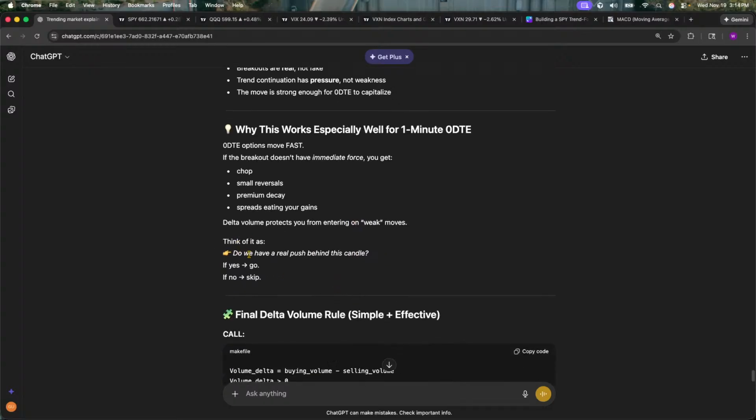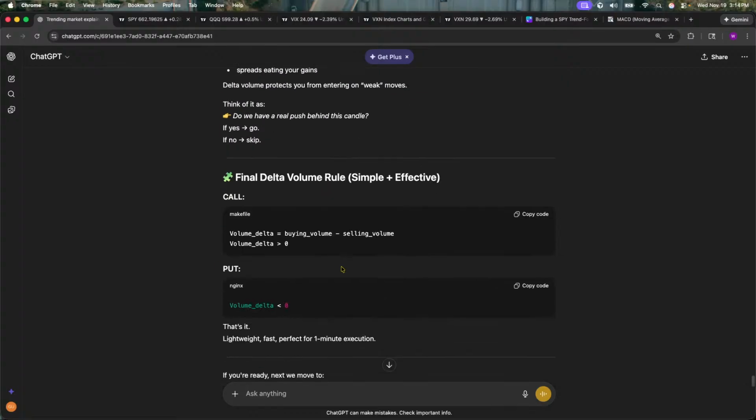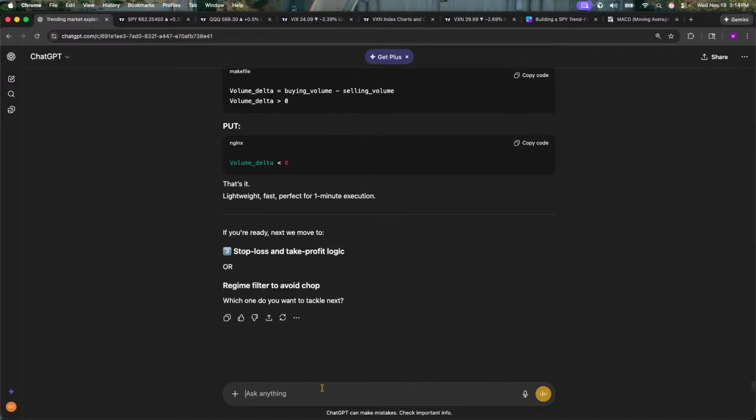Think of this as, do we have a real push behind this candle? If yes, go. If no, skip. Final delta confirmation, simple and clean. All right, perfect.